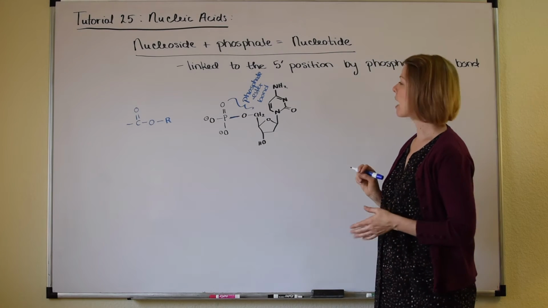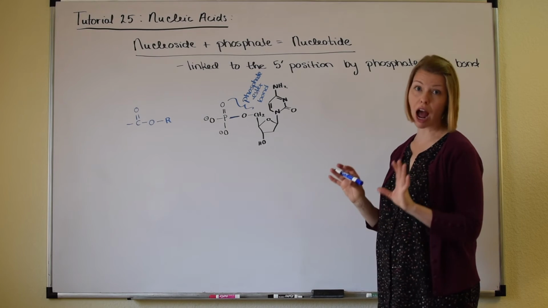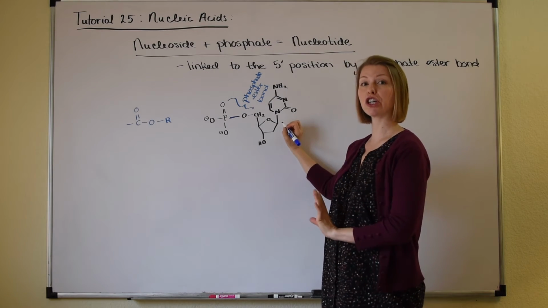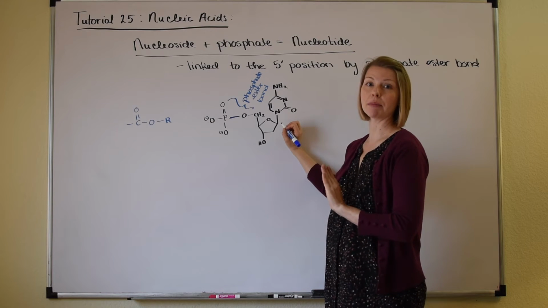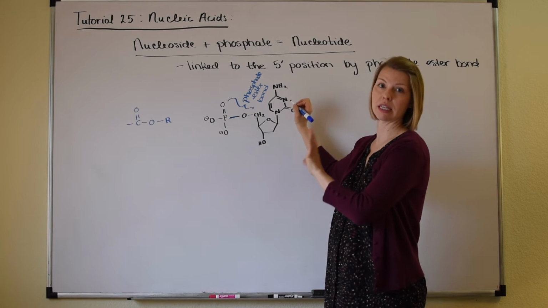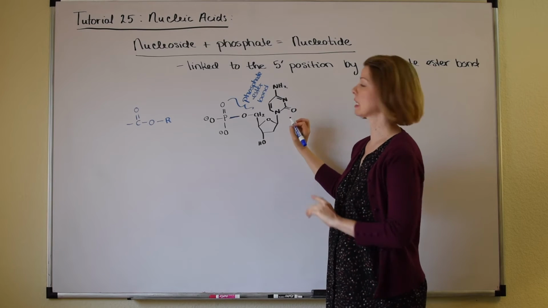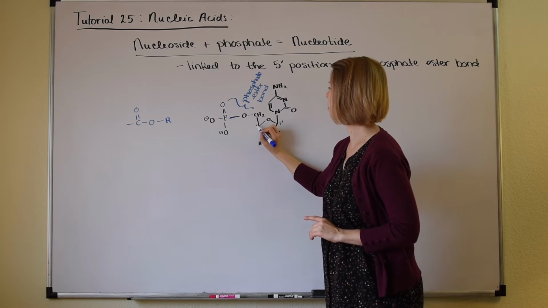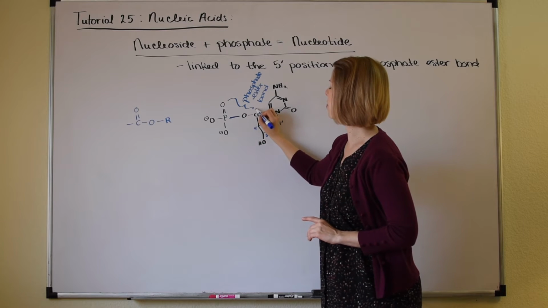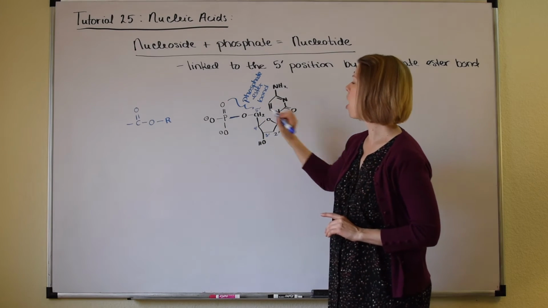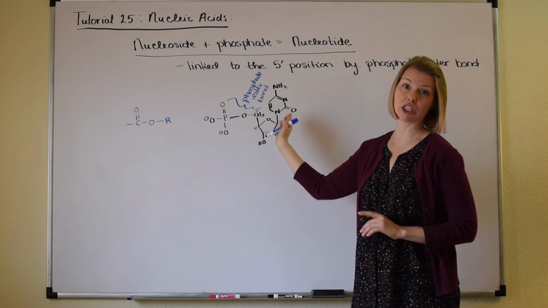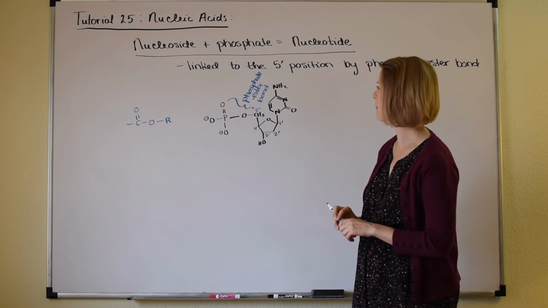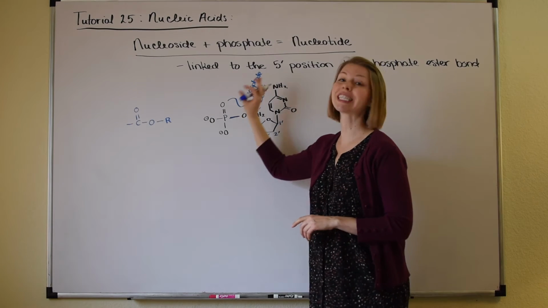Okay. And we said it happens at the 5' position. Remember, that's because when we number the sugar, we use the prime to distinguish them from the numbering system in the base. So we had a 1', 2', 3', 4', and that bond happens off of the 5' position, with the alcohol off of the 5' position. Okay, so now we have a nucleotide.